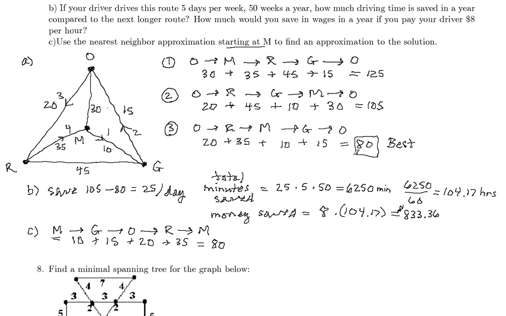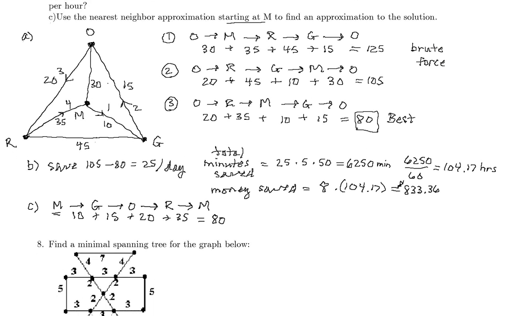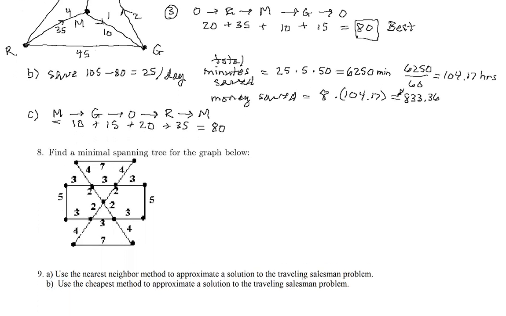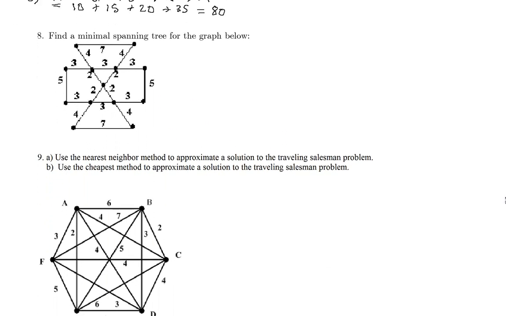So actually, that agrees with this one. And look here, M-G-O-R-M, go back to the beginning, R-M. So that's really the same cycle, it's just in a different order. So it gave the best cycle from using brute force. So that's what I'm doing up here. This is the brute force method. It's what your book called brute force, where you list all the possibilities, brute force for solving the traveling salesman. But here, notice our approximation using nearest neighbor gave us the best cycle too. Sometimes it doesn't.